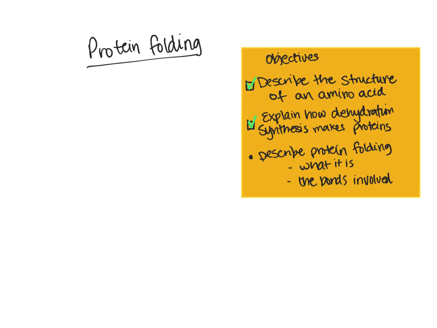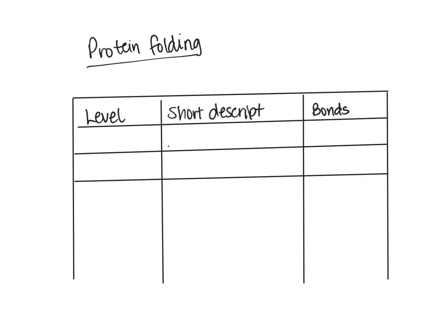The last topic we're going to talk about is protein folding. And the easiest way to do this is by doing a comparison chart for the 4 different levels of protein folding. Once again, I recommend you wait until I tell you to stop the video to record this in your notes. All right, so we're going to compare the levels of protein folding, beginning with the primary level.